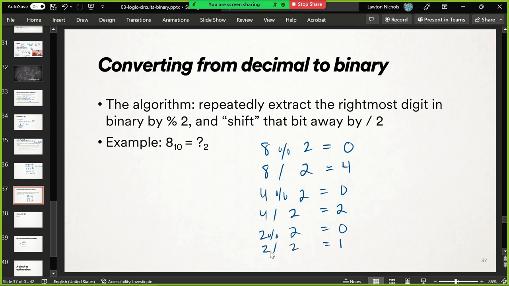Okay, it's 1. All right, let's get the rightmost bit of the number 1 in binary. 1 mod 2. That is 1, finally. And then let's shift away that 1 from the number 1 in binary form by dividing by 2 and throwing away the remainder. And that gives me, of course, 0. And so here's the secret.